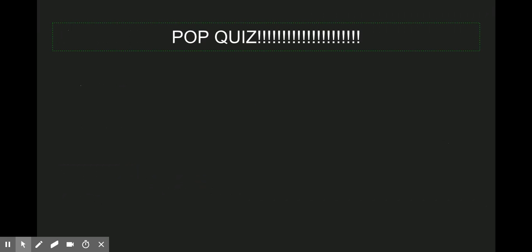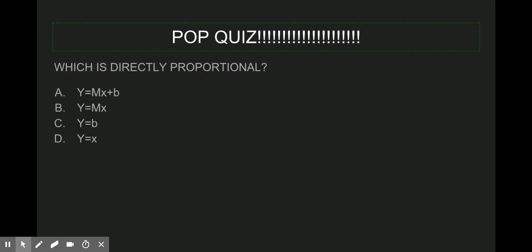Pop quiz. If you get these all right, then you get candy at the end. It's by group. Which of the following equations is directly proportional? A, B, C, or D? 3 seconds. Guessed it? It's B.